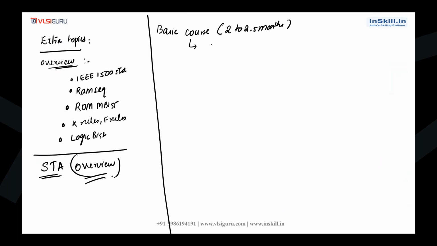For the basic course, these topics will be covered: GVIM, digital design, Linux, Perl, CMOS, Verilog. So for the first 2 to 2.5 months, you'll be having the basic training, where we'll be covering all those things: GVIM, digital design, Linux, Perl, CMOS, Verilog.